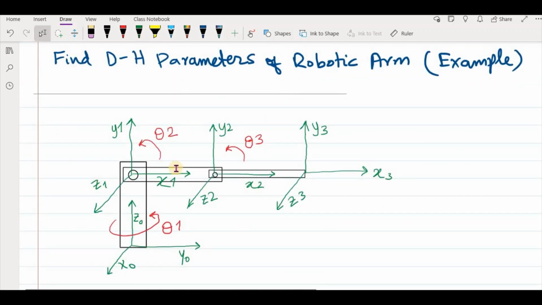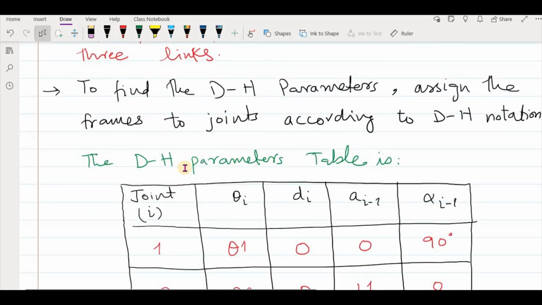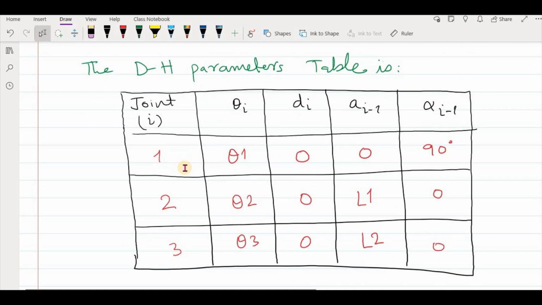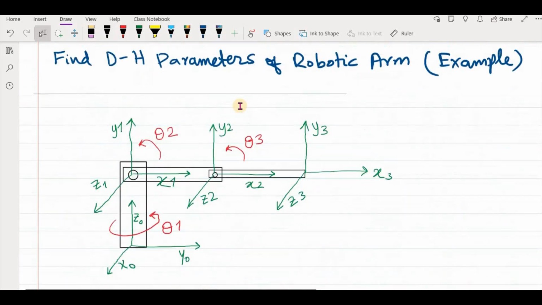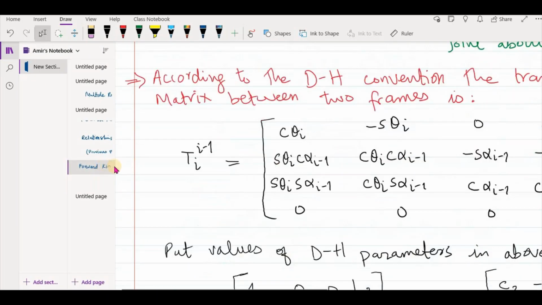Okay, so that's it for today's lecture. Just practice some more, finding more DH parameters of different types of robotic arms. And yeah, thank you very much.